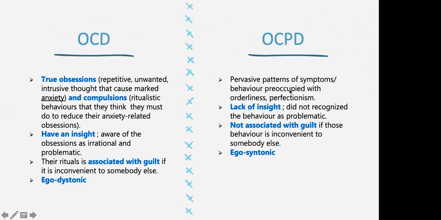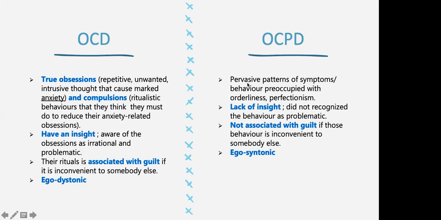Okay, lastly, it is important to differentiate between OCD and OCPD because in OCD, there is a true obsession and compulsion, meaning that, for example, compulsion is a behavior that they think they must do to reduce their anxiety. For example, when someone is obsessed with the germs on their hands, they think that they always have to wash their hands to remove the germs. Or someone who is obsessed with the door lock needs to always check on the door.